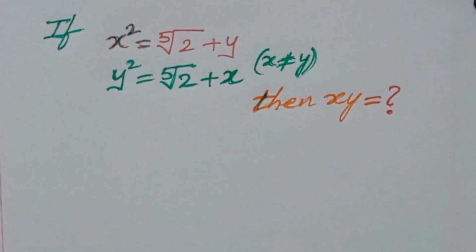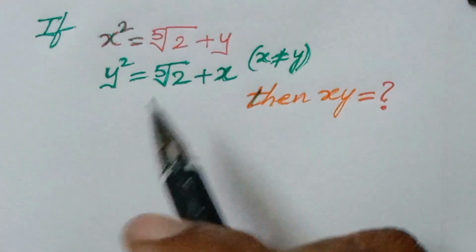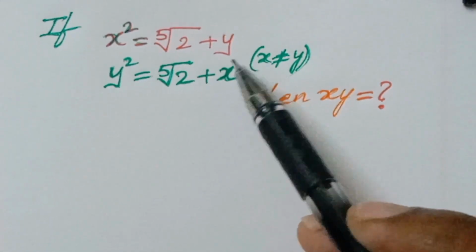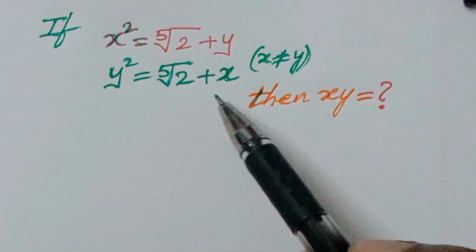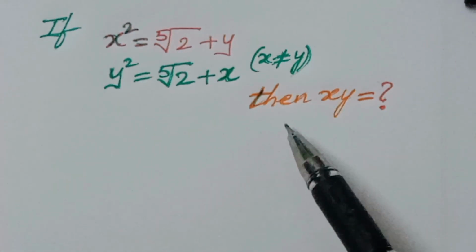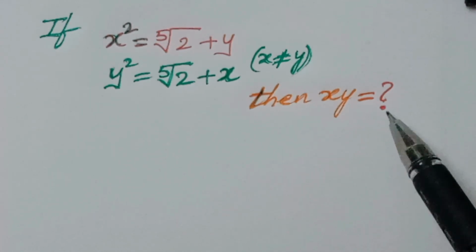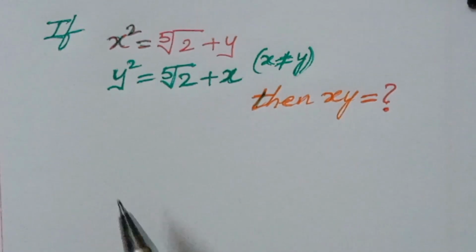Today we will be looking at a logical problem. So the question is: given that x square is equal to fifth root of 2 plus y, y square is equal to fifth root of 2 plus x, and x is not equal to y, then what is the value of xy? So some logic is there, that's why this question is selected.